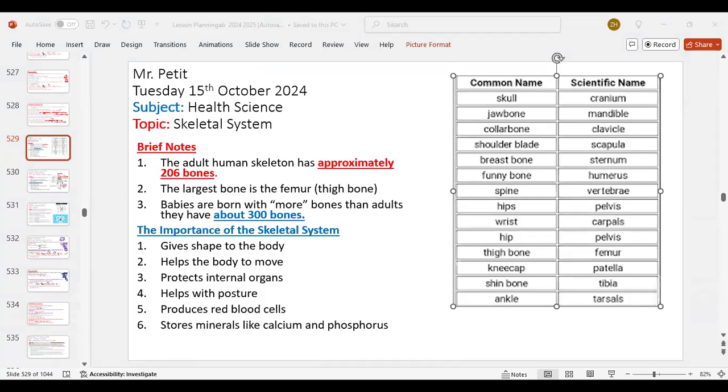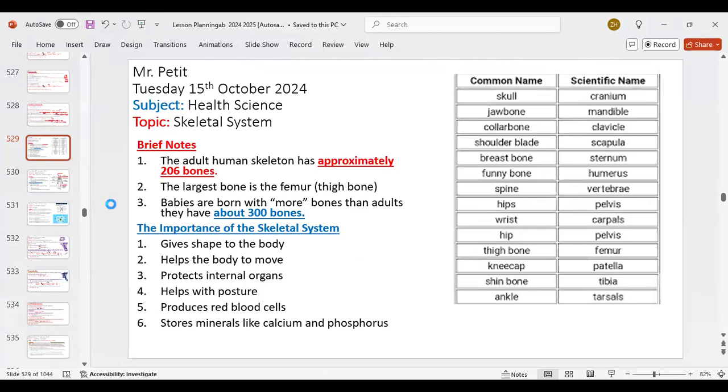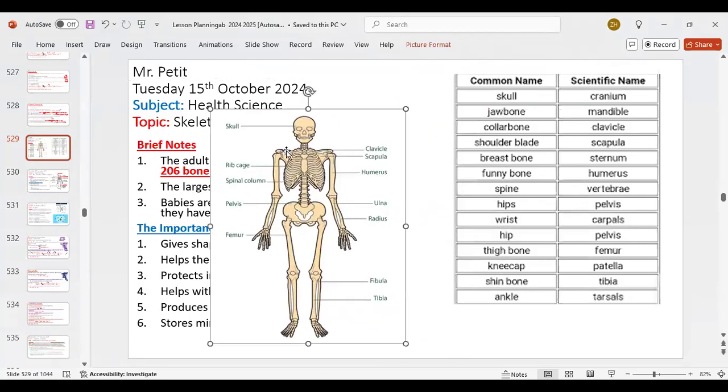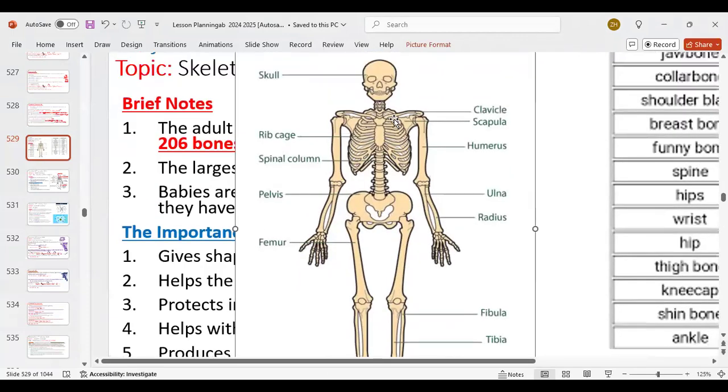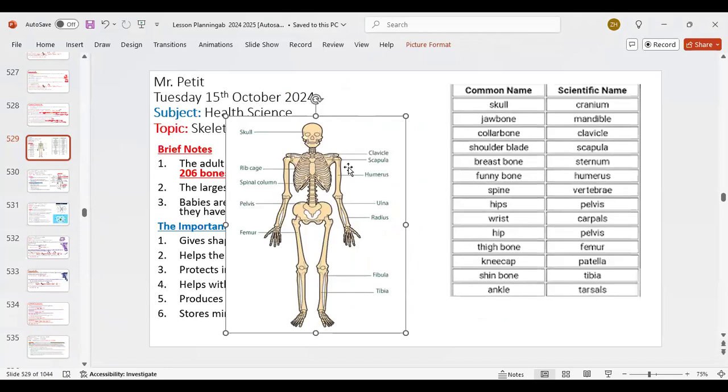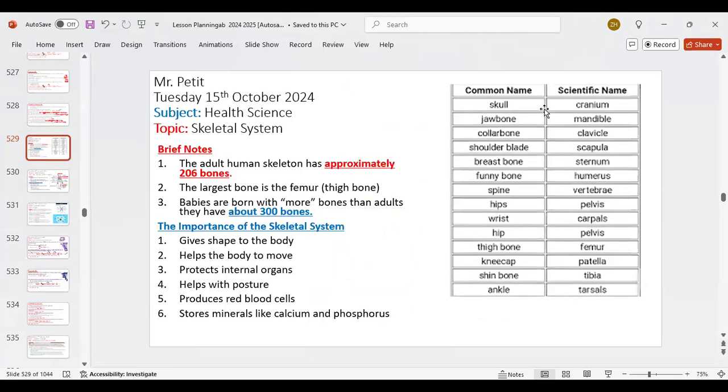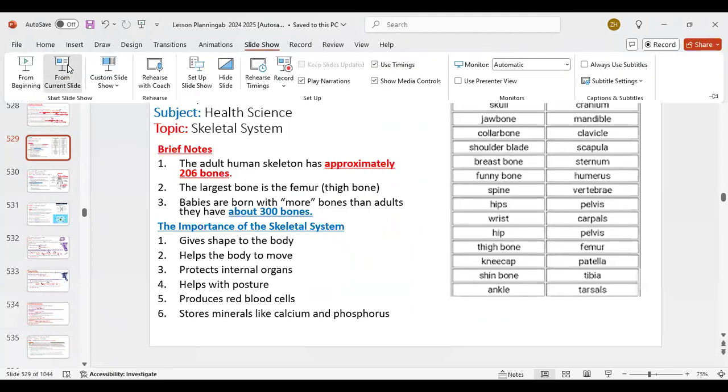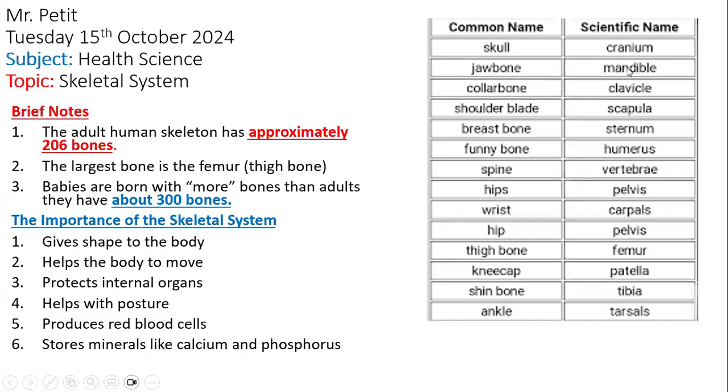And for the skull, what is the scientific name for the skull? Cranium. And then we have, let me just show you the picture, the mandible. Now the mandible is the jawbone right there. That's the mandible, so the common name is jawbone. What's the scientific name? Mandible. And then you have the collarbone.